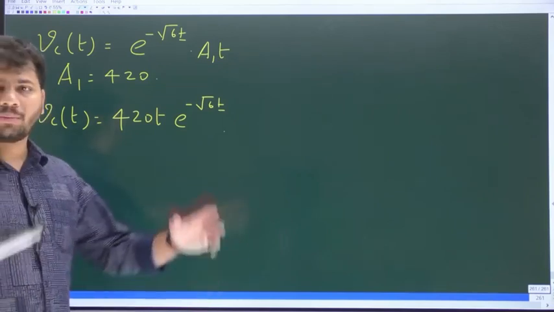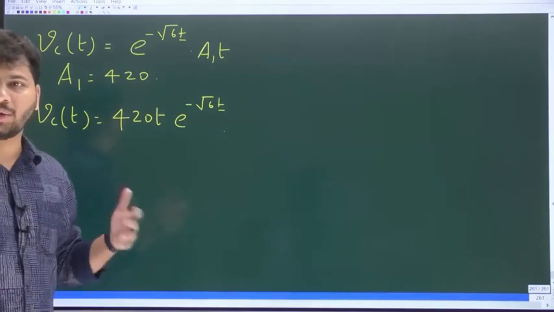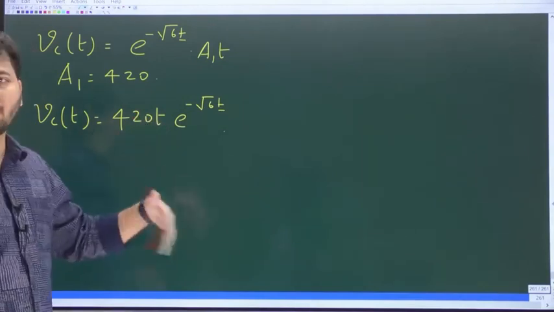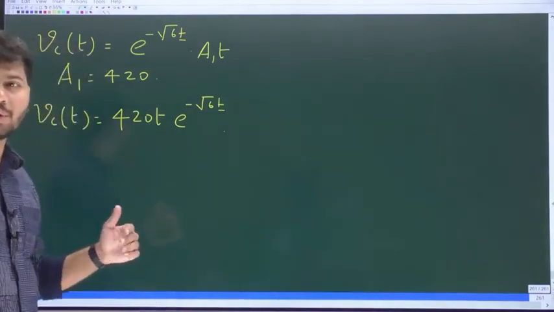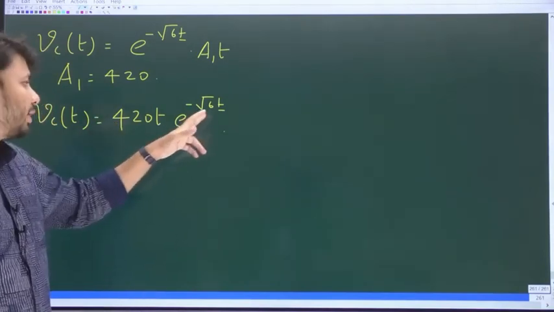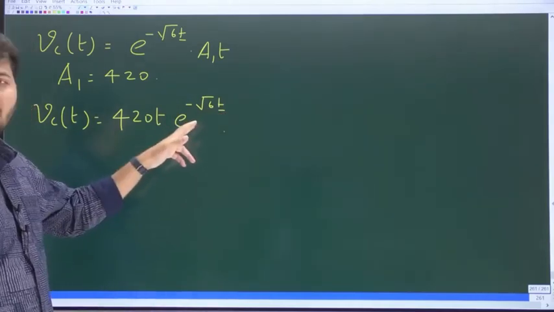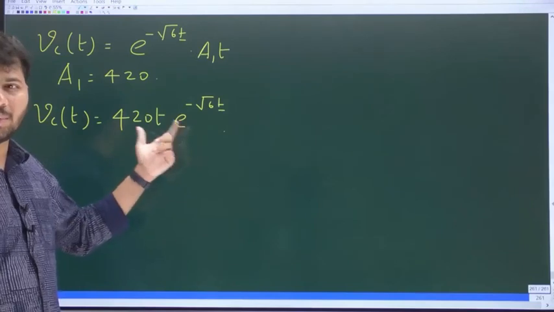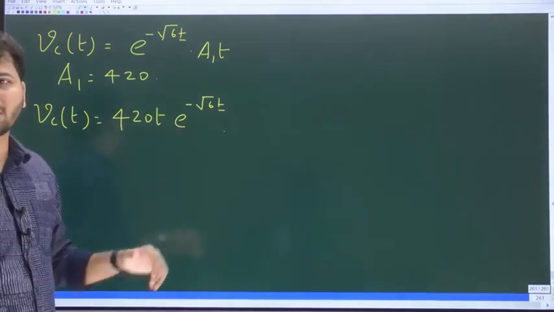If you want, you can verify both the extreme values of Vc. At t equal to 0, Vc must be 0. If you substitute t equal to 0, t is 0. Then 0 into anything will also be 0. So Vc of 0, even from this expression, is going to be 0. If you substitute t equal to infinity, this t will tend to infinity, but e power minus root 6t will become 0. And this is a stronger function compared to t. Yes or no? So if you take the limit of this expression as t tends to infinity, that limit is going to be 0.